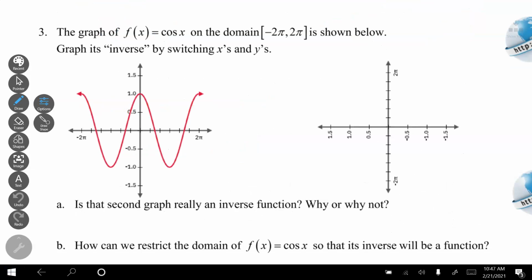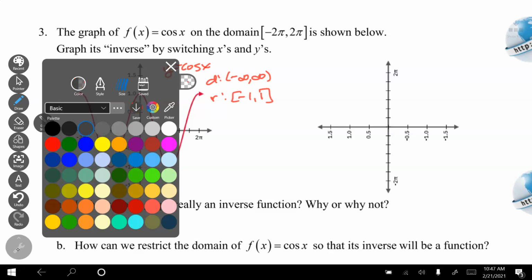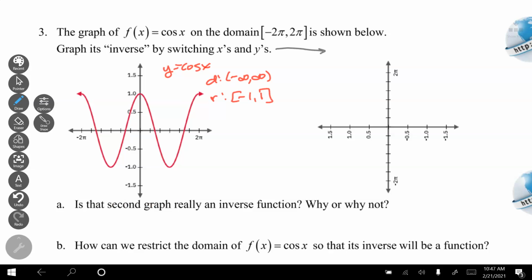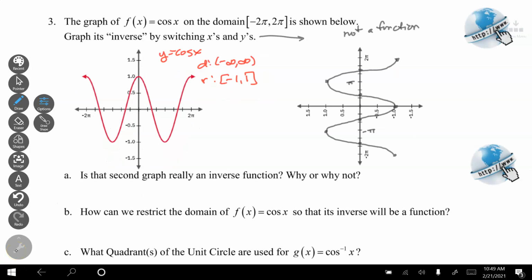Okay, we're going to do the same thing for the cosine graph. Here's my cosine graph. And its domain is all real numbers, because it goes on forever. And its range is, again, -1 to 1. Now I'm going to switch my x's and y's, and I'm going to draw its inverse. I'm going to do that off camera. Okay, so you see I draw the inverse by switching x's and y's. You can see it's not a function again.